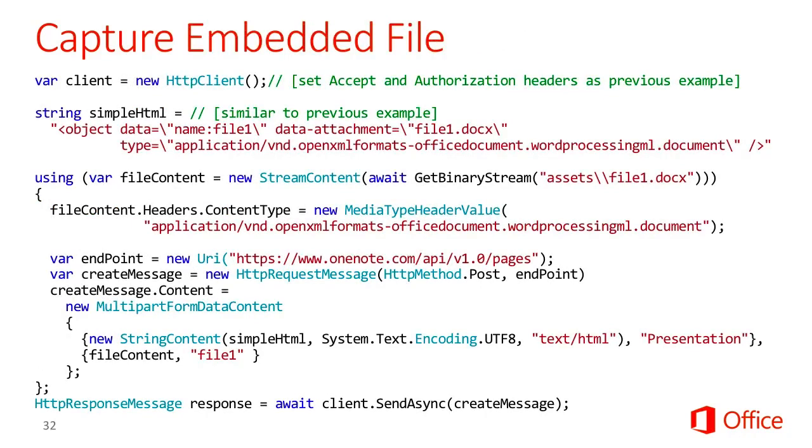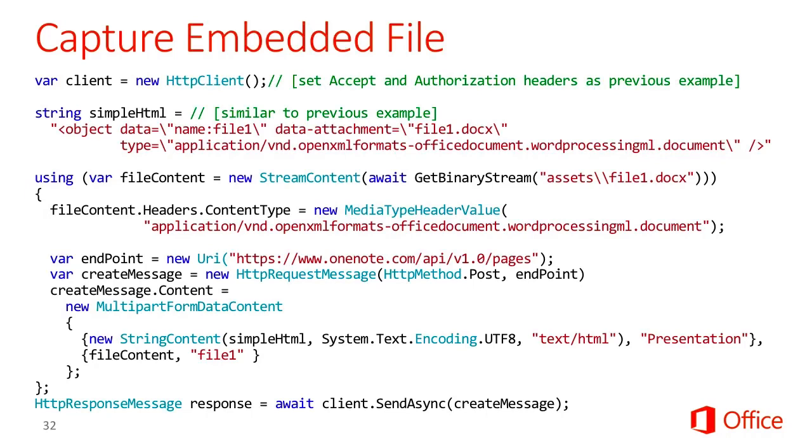So here in the simple HTML, I've created an object representation pointing to a file. I see the name file1, and the attachment is equal to the name of the actual file that I'm going to attach. I then specify the type of file it actually is. In the using statement, you see I'm creating a stream to the actual file called file1.docx, and I'm also setting the headers on that content equal to this Word document format.